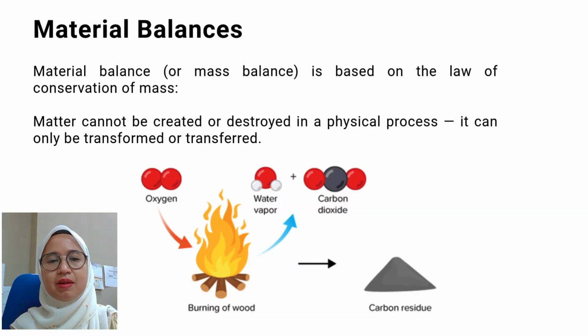What is material balance? This material balance is actually based on the law of conservation of mass. The conservation of mass says that any matter cannot be created or destroyed in a physical process. However, it can only be transferred or transformed. For example, in the combustion process, where the fuel reacts with the oxygen, it will produce or transform into water vapor, carbon dioxide, and carbon residue.